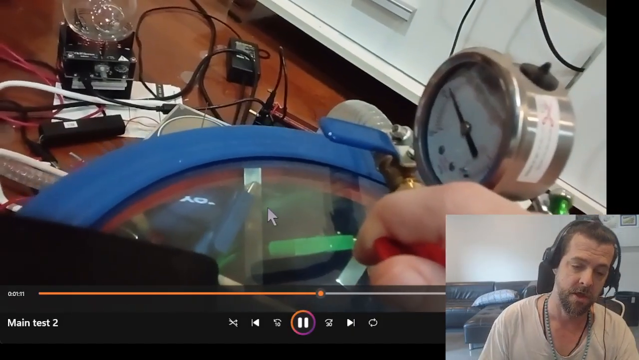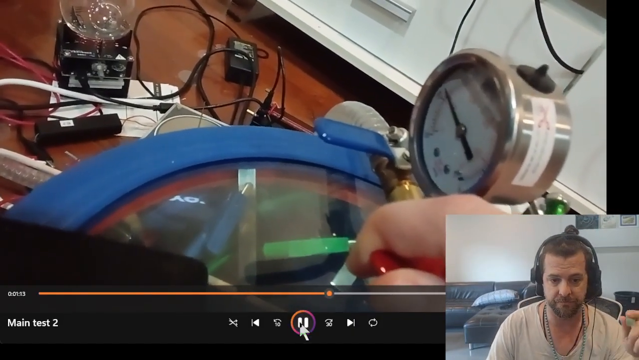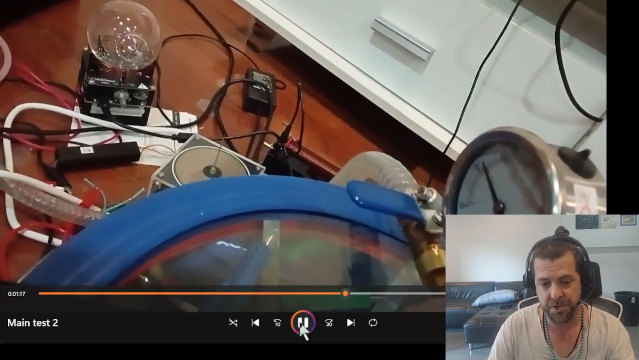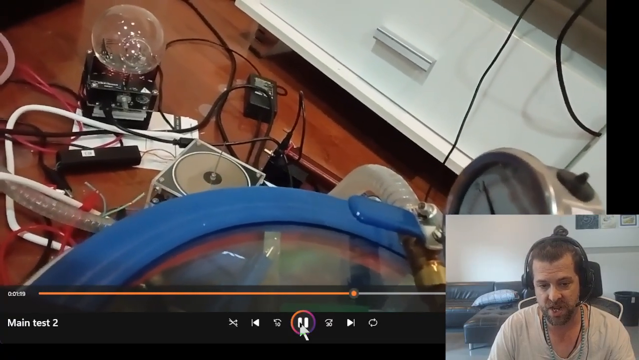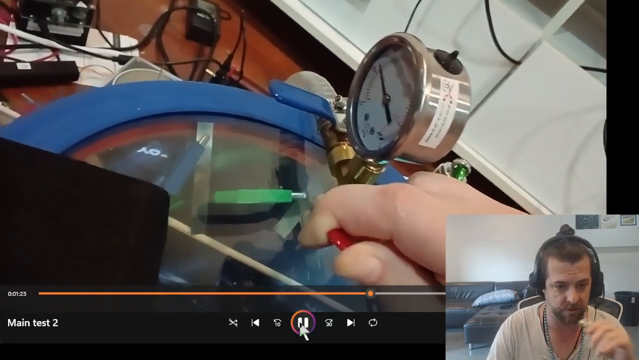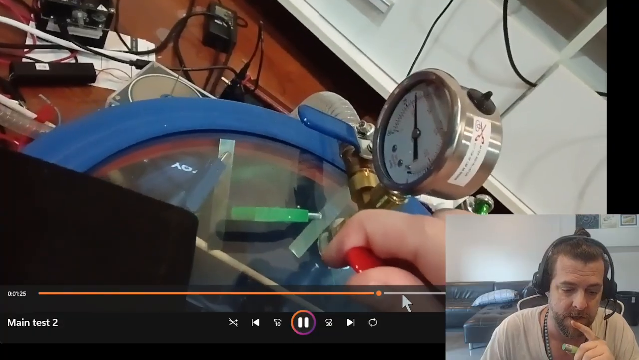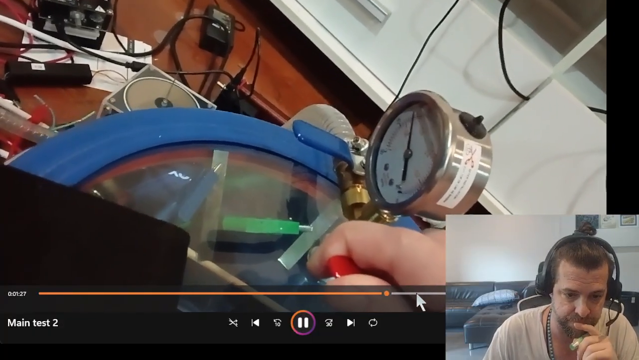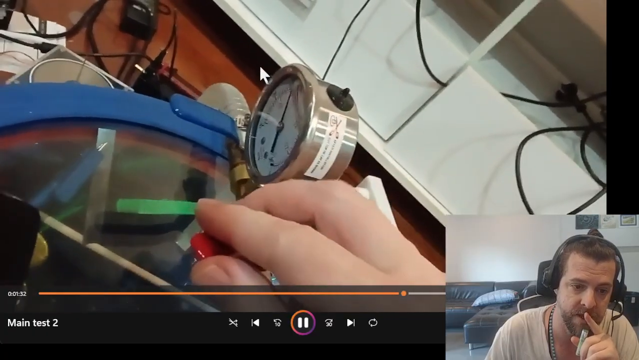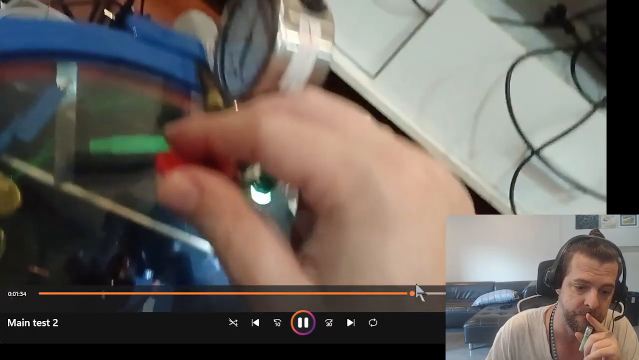Okay, so now we've seen it at negative 25 bar, negative 24 bar. So now I'm slowly trying to bring the air pressure back to normal, back to 1 bar. That way we can test it at 1 bar to see how much it moves now. So see, I've already got it. It's already going a lot now.